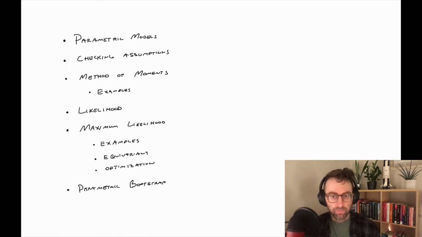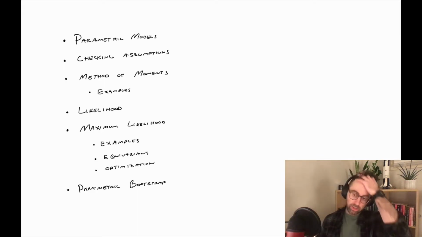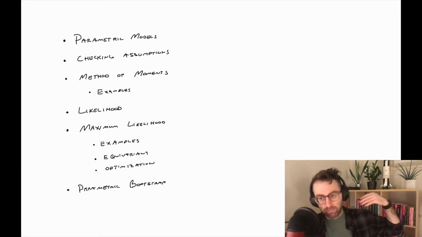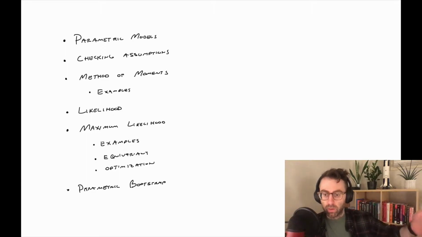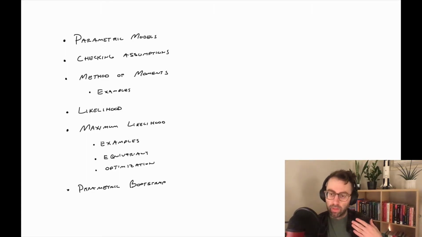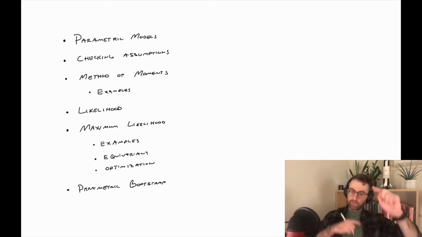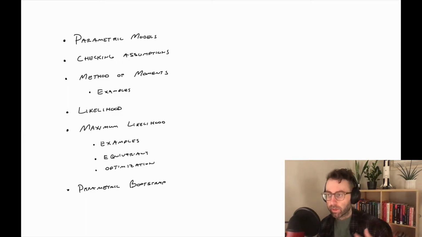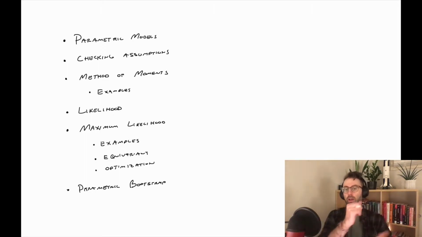There's a lot of stuff we need to talk about in this video, and this is roughly it. We're going to restate what a parametric model is, and then do something in the opposite order of the book, which is immediately talk about checking assumptions, because when we're doing parametric inference, one of the things we're doing is making assumptions. Then we're going to talk about method of moments, maximum likelihood, and make a quick note about the parametric bootstrap.